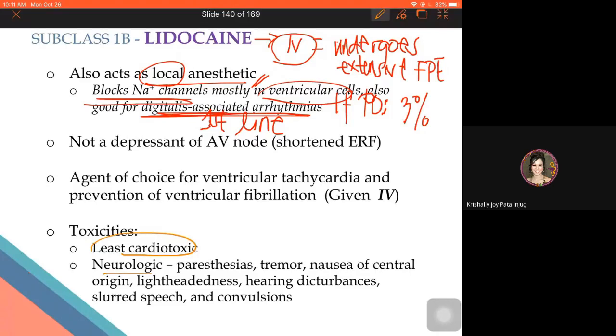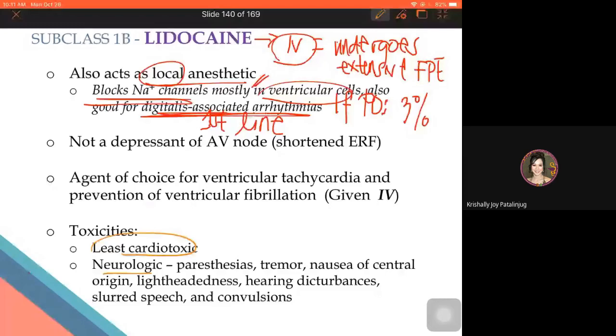Pag sinabing neurologic, it means toxicity affecting neurons, yung mga nerves. Examples is paresthesias, the feeling of pricking in your fingers. Then we have tremor, nausea of central origin, meaning sa utak, then lightheadedness, and then disturbances in speech, in hearing, and then convulsions. So these are the toxicities of lidocaine.